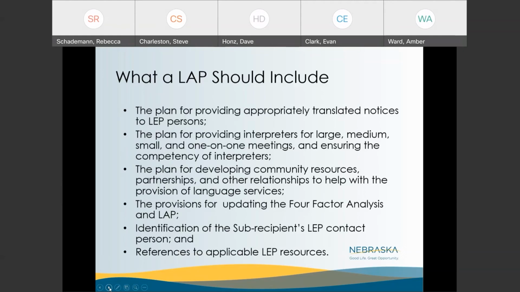The plan for developing community resources, partnerships, and other relationships to help with the provision of language services, provisions for updating the 4-factor analysis in LEP, identification of the subrecipient's LEP contact person, and references to applicable LEP resources. Next slide.